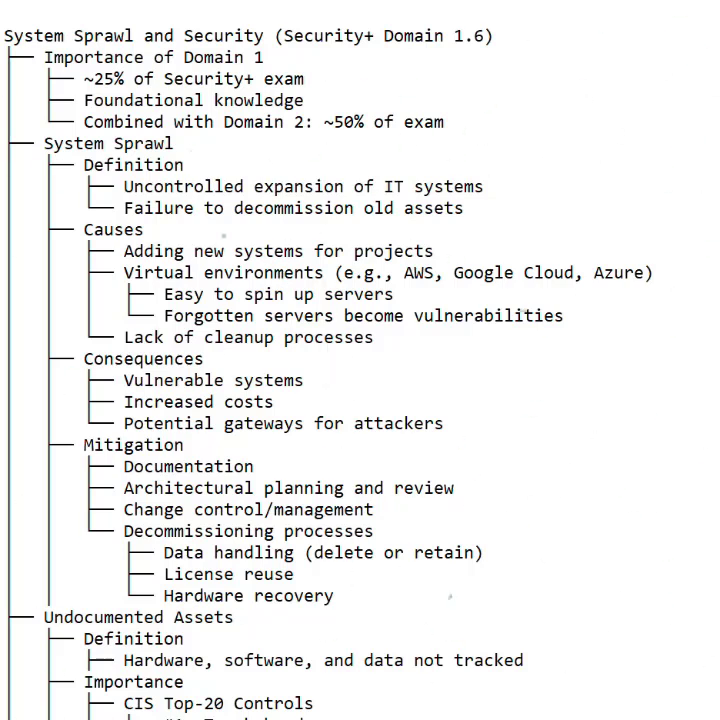Domain 1 is a big deal, making up about a quarter of the Security Plus exam, and when you throw in Domain 2, you're looking at half the test. So buckle up and let's break this down in a way that's easy to digest.